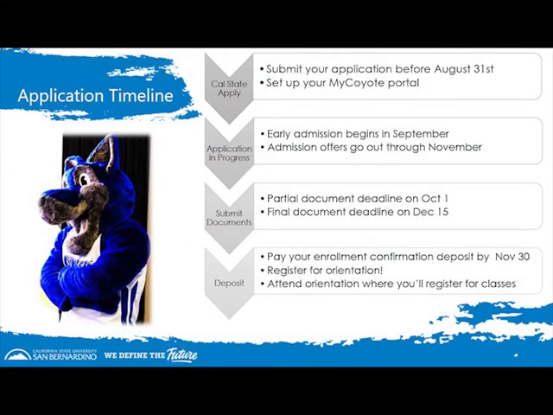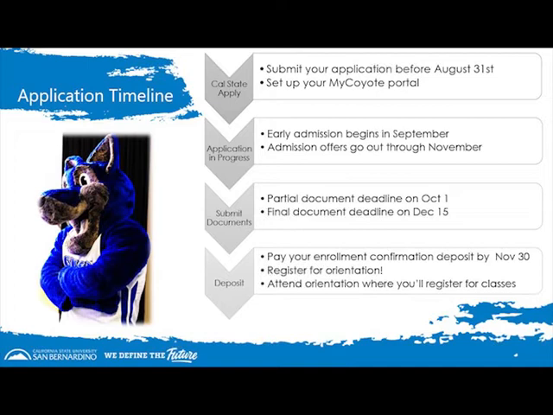Before we start the Cal State Apply application, we'd like to briefly review our application deadline that maps out the process of your application. First and foremost, you need to submit your application before August 31st. Soon after you submit your application, you want to make sure you set up your MyCoyote portal, which is where we send you all information regarding your admission. You'll be notified of your application progress, missing documents, payments, and etc.